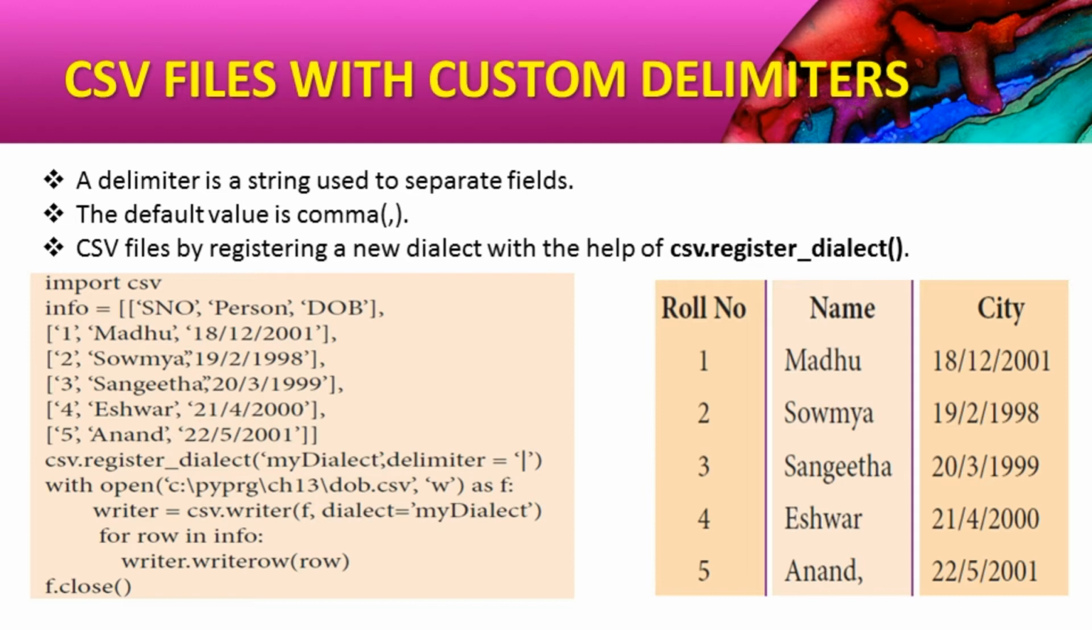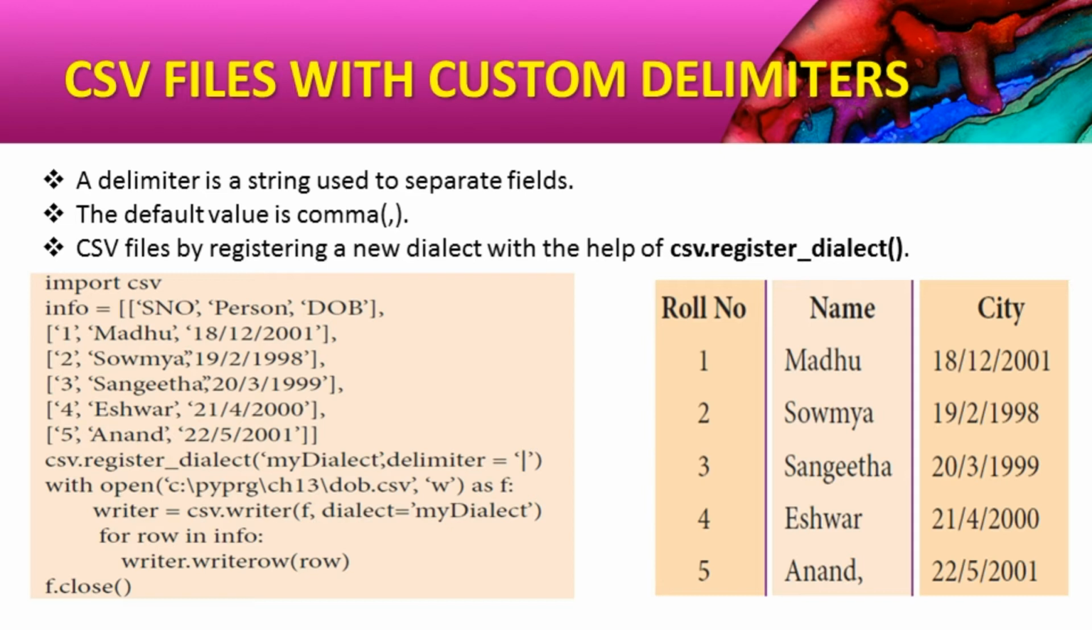csv.register_dialect of mydialect. Here the delimiter is a pipe symbol. With open, we open the file. writer is equal to csv.writer, f, dialect is equal to mydialect. We write each and every row which we read. For row in info, we access each element of the row, line by line. writer.writerow of row, f.close, closing the file.